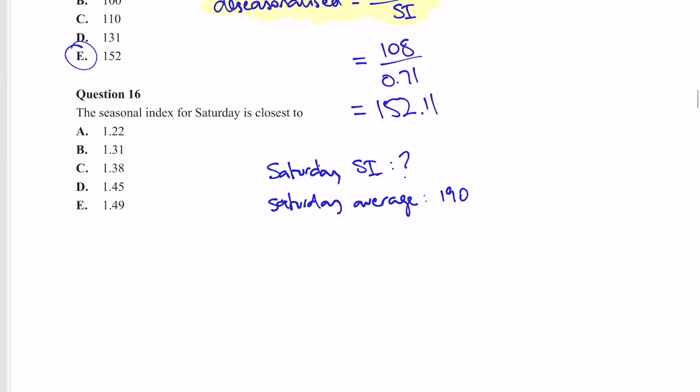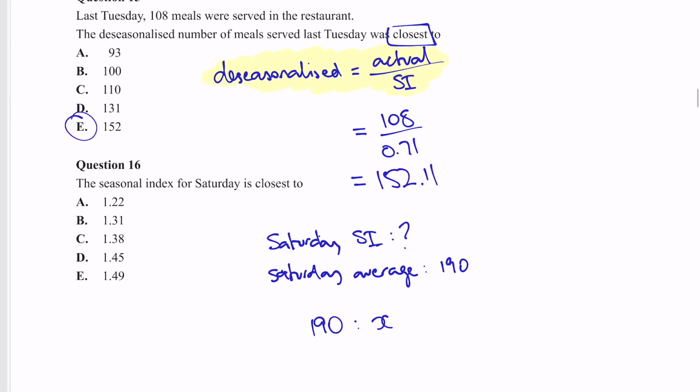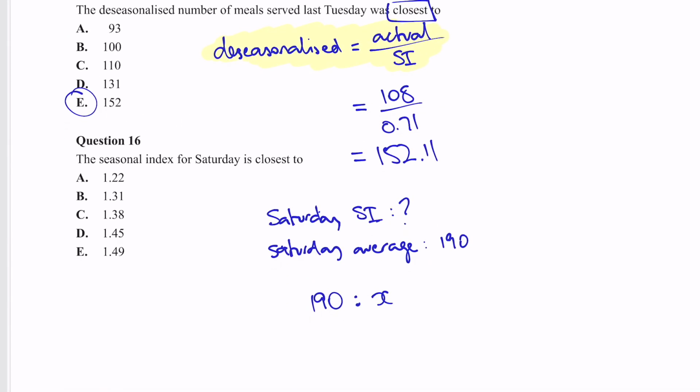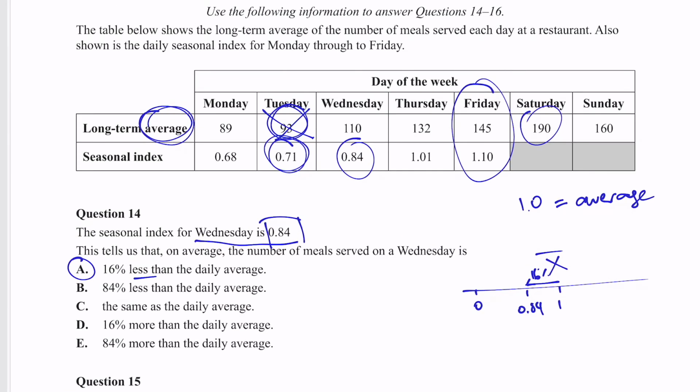To work it out, it's best to do it with ratios. So I like to work with ratios. It's very common in chemistry, but it's also a very good way to do further maths as well. So 190 for the average is a ratio. We're trying to find the ratio, what the seasonal index for that is. So we can choose any other day of the week. You can either choose Monday, Wednesday, Thursday, Friday, anything that has both the long-term average and the seasonal index given. So choose either from Monday to Friday.